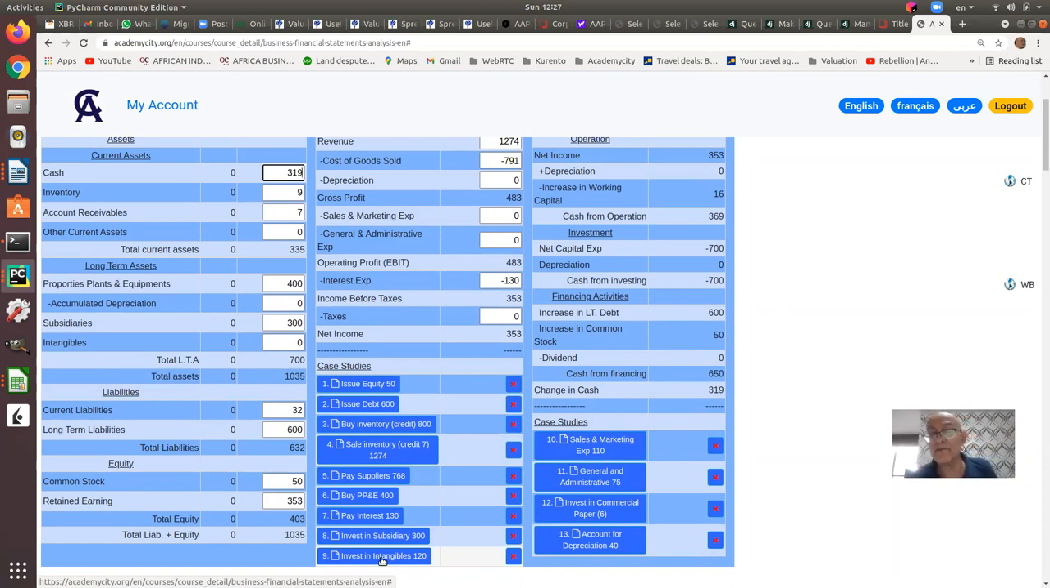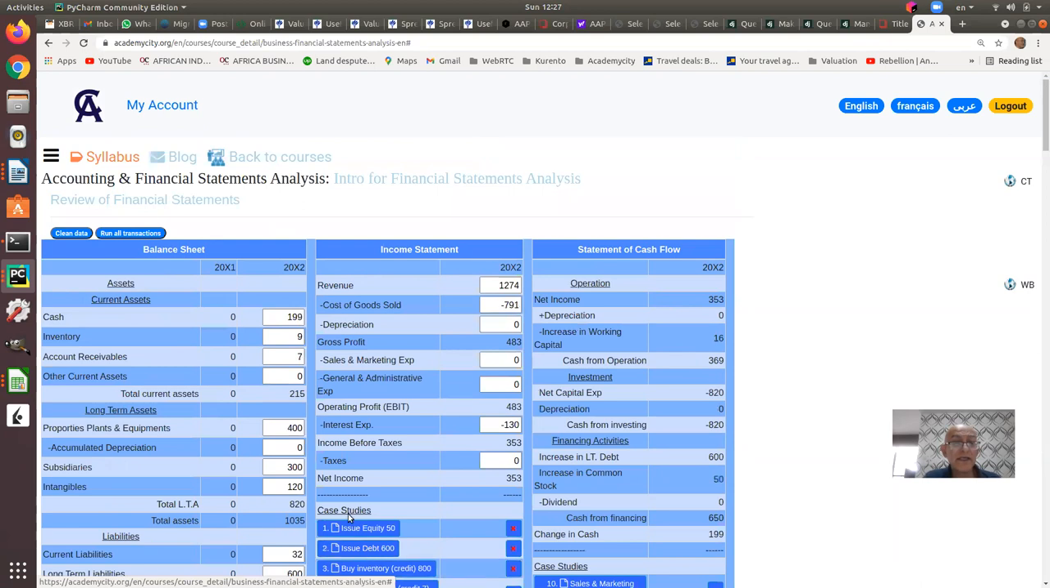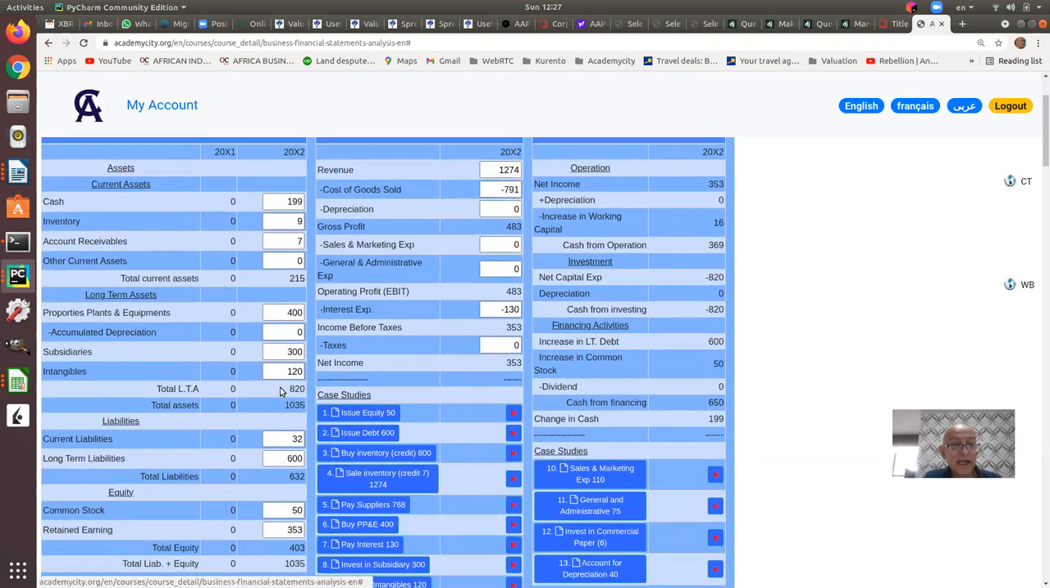Intangible means it's not like a machine that I can see. It's something to know, like know-how. I buy something that helps me to be more productive. It's not an expense, it's like buying any other asset. So if I click on it, it'll be just like buying machines. I click on it, and again you see, I have the 120 right here, another asset.